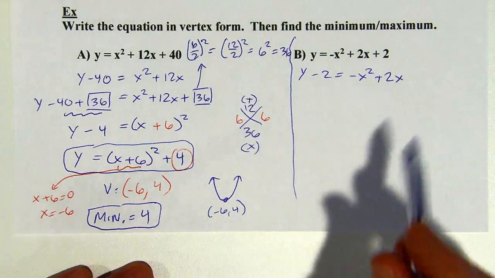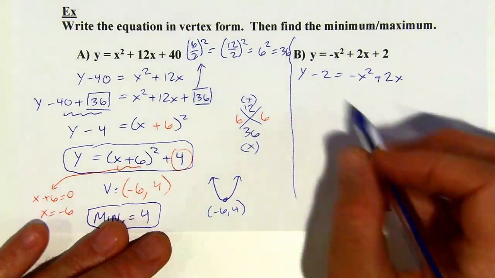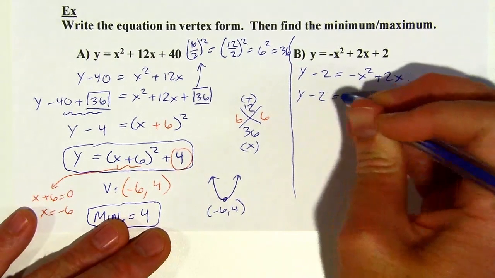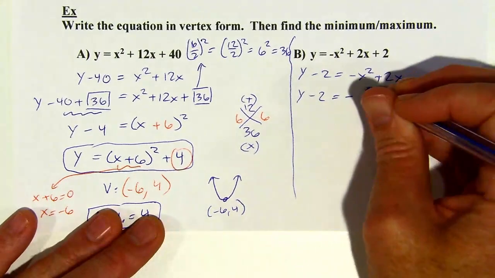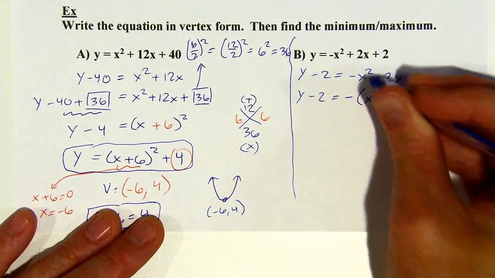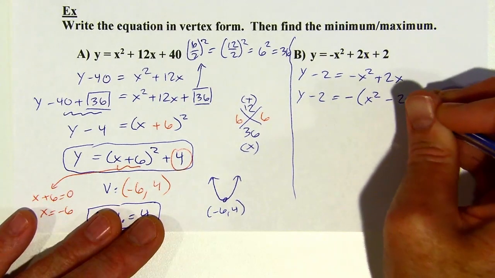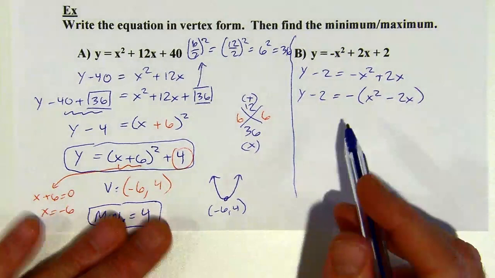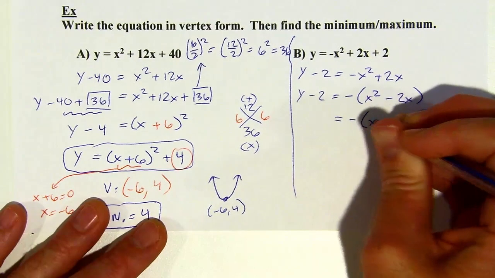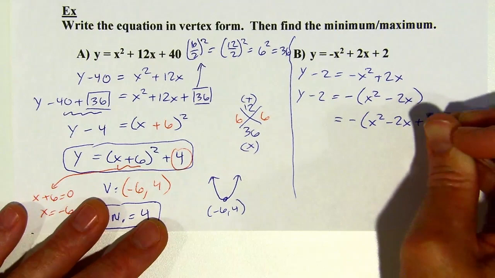So the way I'm going to do this on this problem is I'm going to factor a negative out on the right side of the equation. I'm thinking negative 1 times x squared would be negative x squared. Negative 1 times something would be 2x, that would be negative 2x. And now I'm going to look for the mystery number.